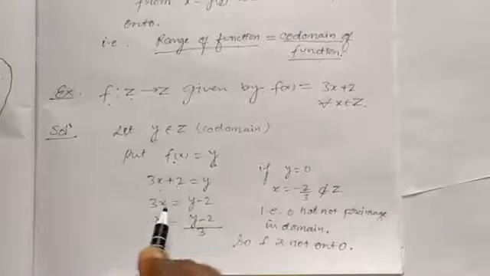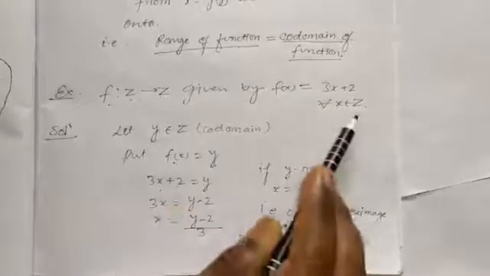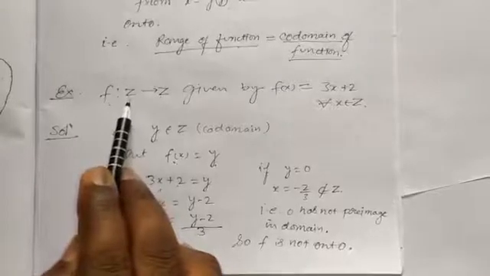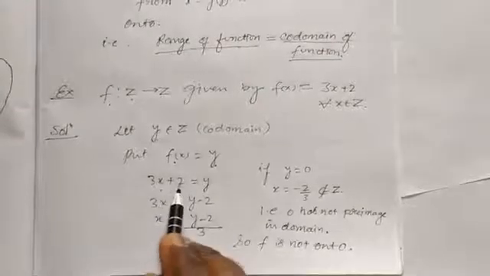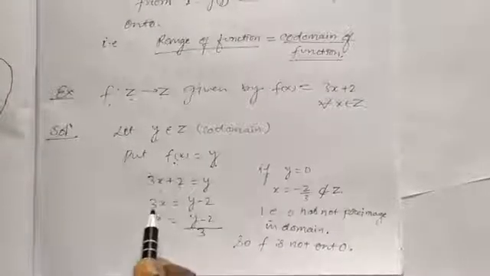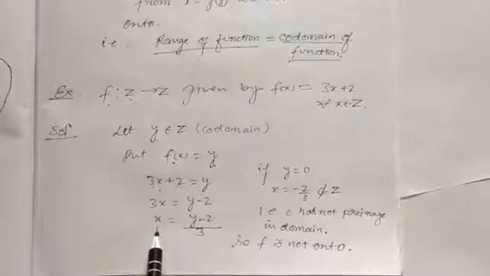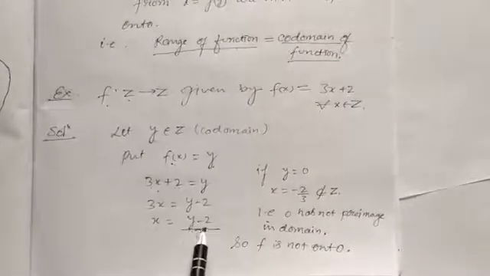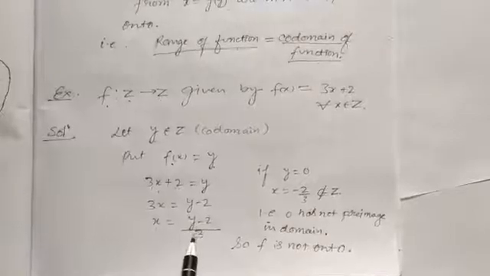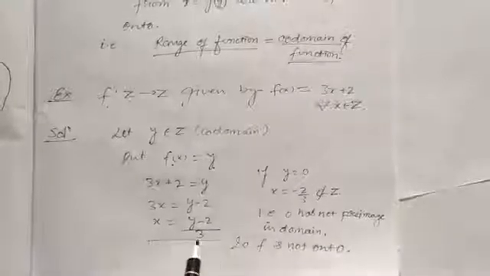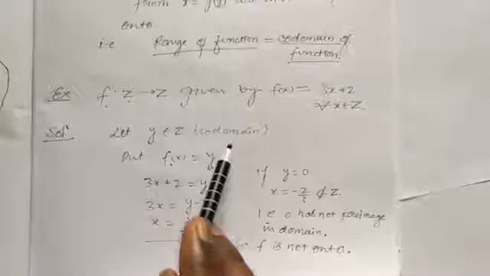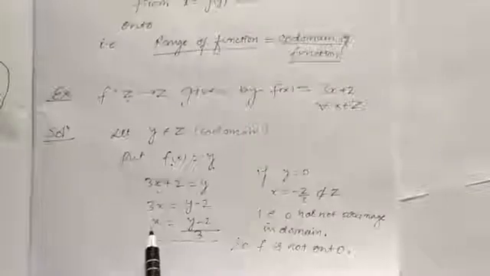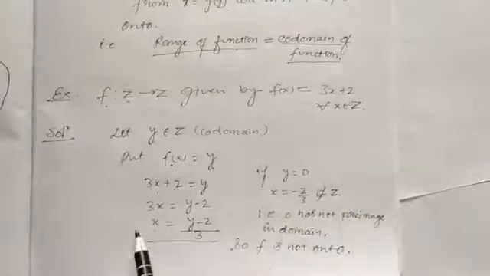x belongs to Z means this is the domain of the function. 3x plus 2 equals y. Now find the value of x from this equation. Transfer the 2 to the right side. This will be y minus 2, divided by 3. So x equals (y minus 2) upon 3. We have to check, for all y belonging to Z, meaning the codomain, whether x also belongs to the integers or not.